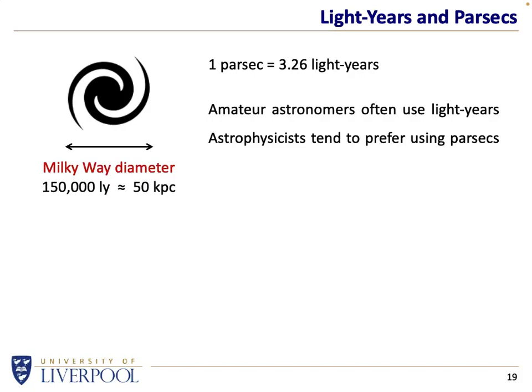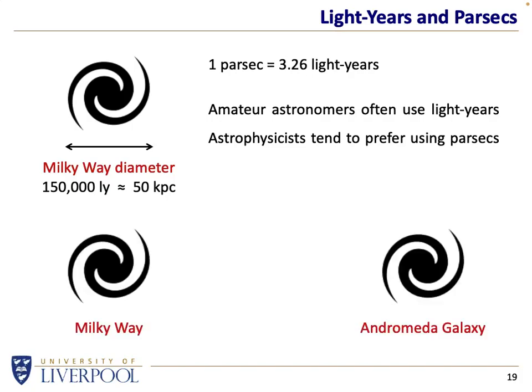The size of the Milky Way galaxy is 150,000 light years, or about 50,000 parsecs. And a useful yardstick, if you like, the distance between the Milky Way galaxy and the Andromeda galaxy is about 2 and a bit million light years, or about a megaparsec. So if nothing else, don't worry about parsecs, just remember that a megaparsec is roughly the distance between galaxies. It just happens to be the distance between us and the Andromeda galaxy.